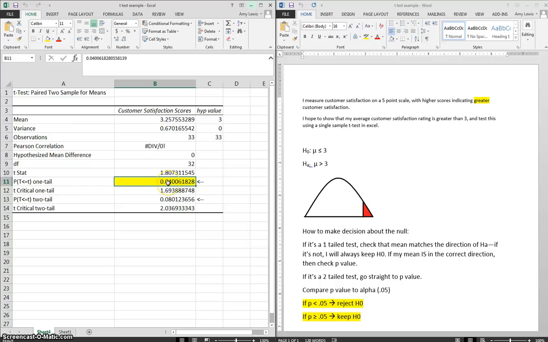So I'm now going to compare 0.04 to my alpha, which is 0.05. So 0.04 is less than 0.05, so I'm going to reject the null. That's my decision, reject the null, because 0.04, my p-value, was less than alpha of 0.05.